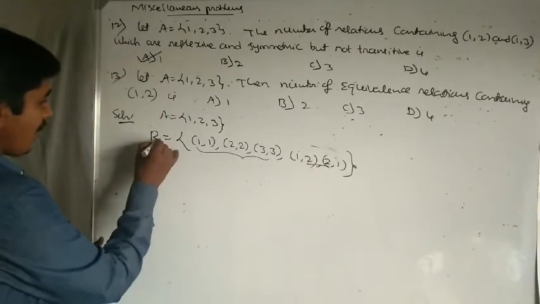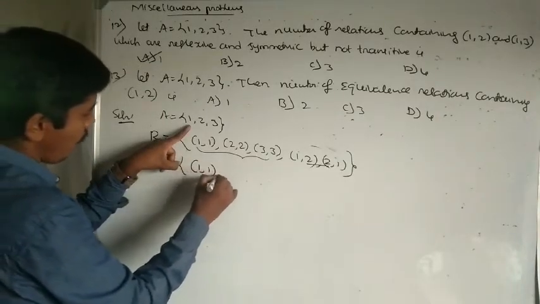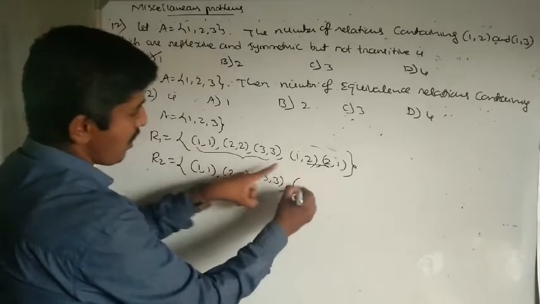Next relation, the second relation. For it to be reflexive, include (1, 1), (2, 2), (3, 3). Here you must include (1, 2).